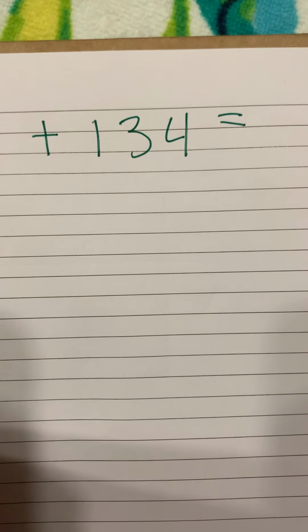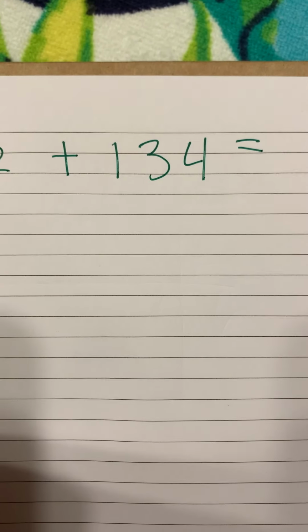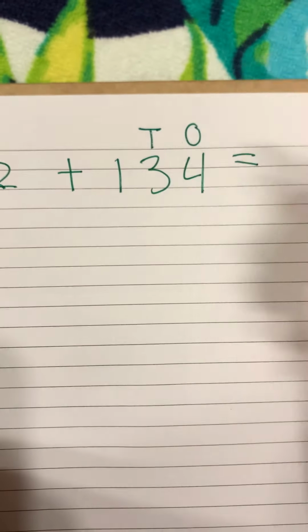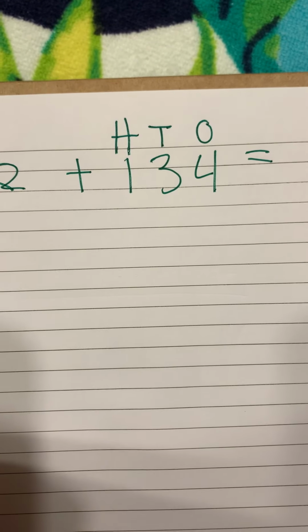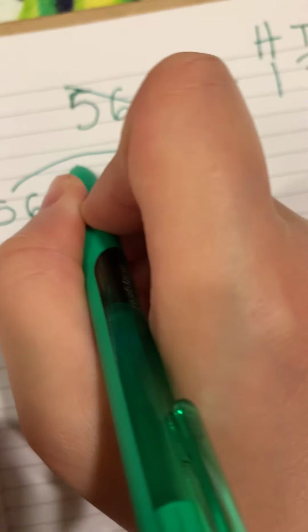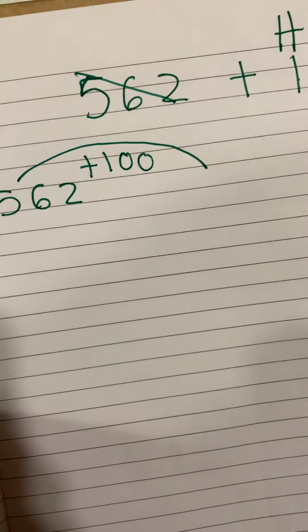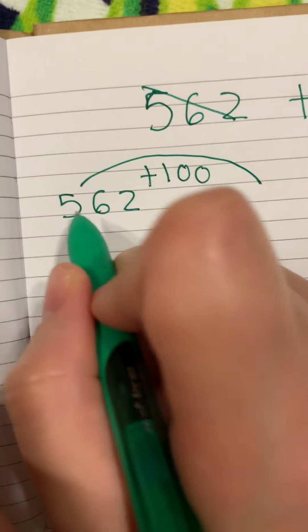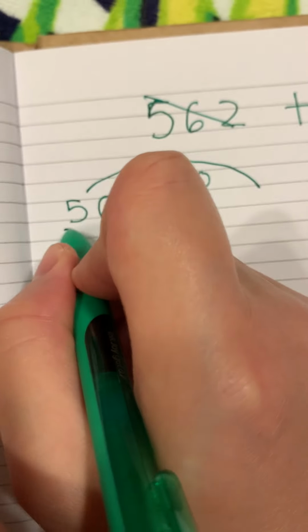The first thing I need you to do is label place value. So the 4 is in the ones place, the 3 is in the tens, and the 1 is in the hundreds place. We are going to start with the hundreds place. We're going to do one big 100 jump, plus 100. And then we're going to underline the hundreds place in 562. Since the 5 is in the 100s place, we're going to underline that.